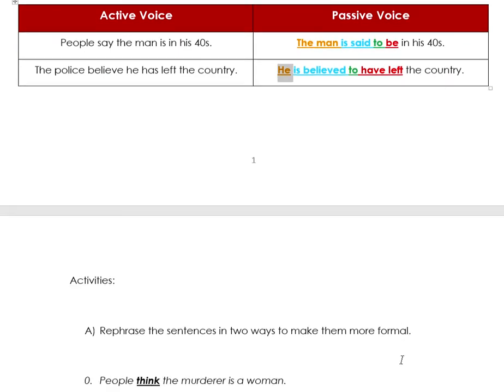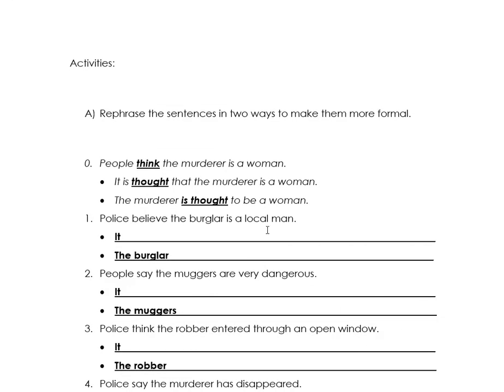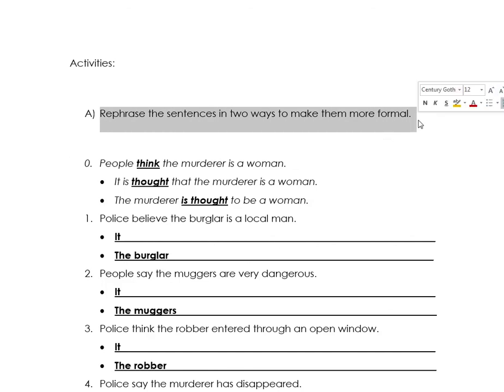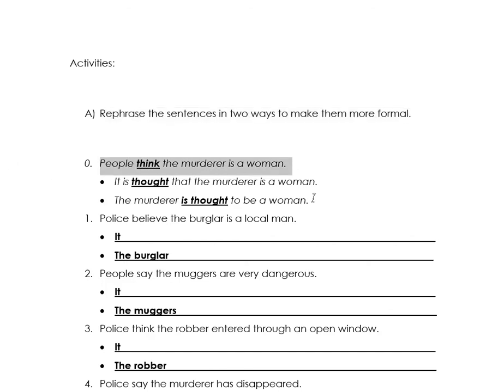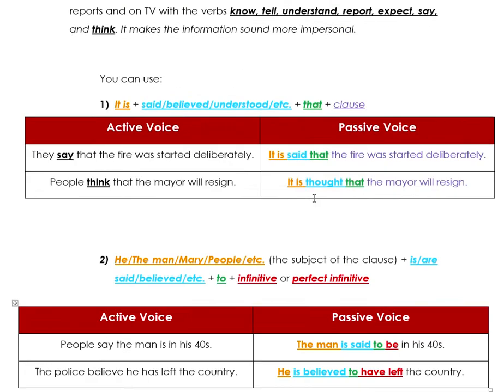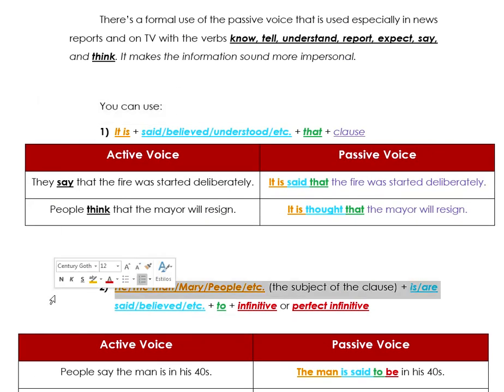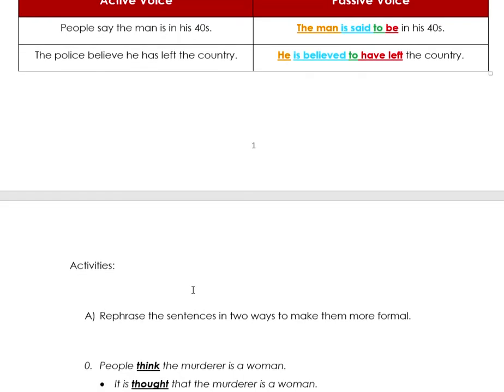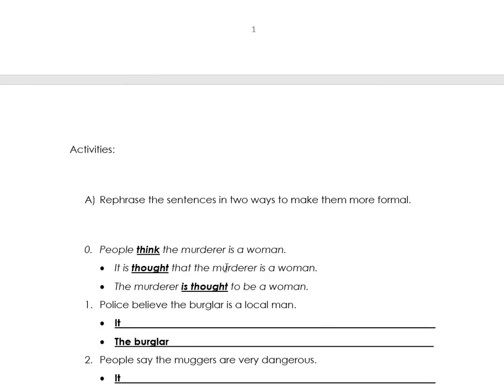Okay? So, now let's practice with some activities. In activity A, you have to rephrase the sentences in two ways to make them formal. Con la misma voz activa nosotros podemos utilizar las dos formas para hacer formal una oración en voz pasiva. So, for example, people think the murderer is a woman. ¿Sí? La gente piensa que el asesino es una mujer.